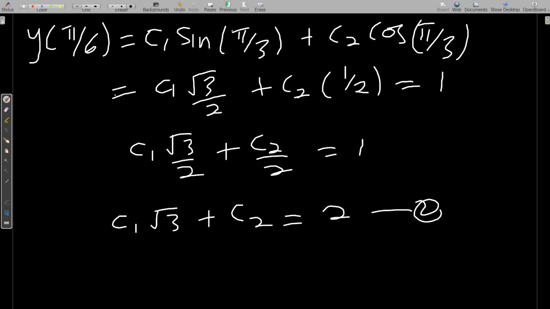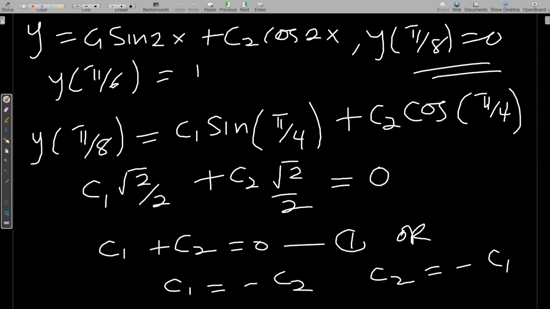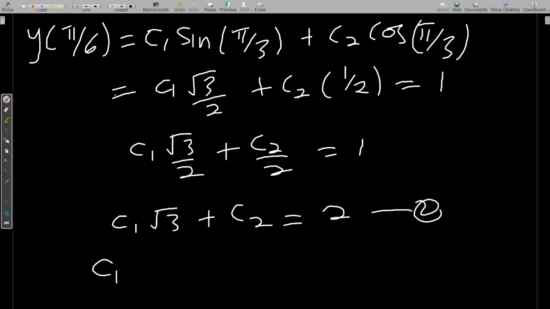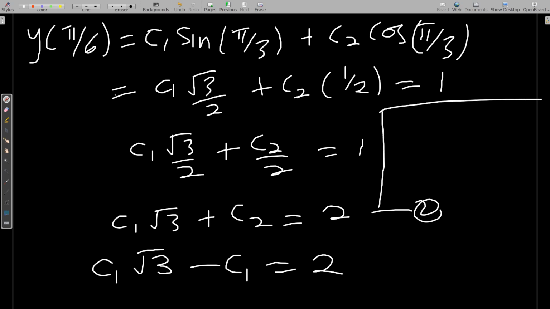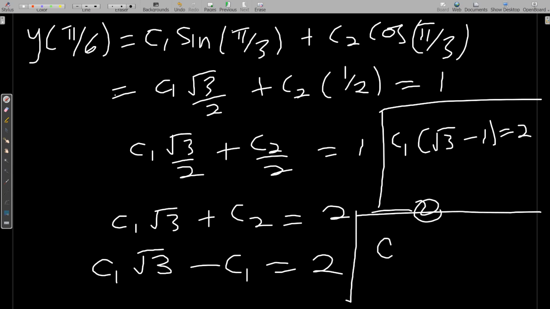With the second equation, what you have to do is go back to our first equation. We are saying C2 is equal to minus C1. Any way you do it, you get the answer. So I have C1 root 3 minus C1 equals 2. And this simply means that if I factor C1 out, I have C1 into root 3 minus 1 equals 2. This means that C1 will be equal to 2 over root 3 minus 1.